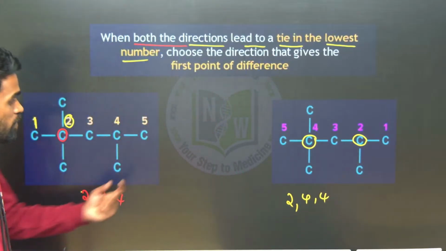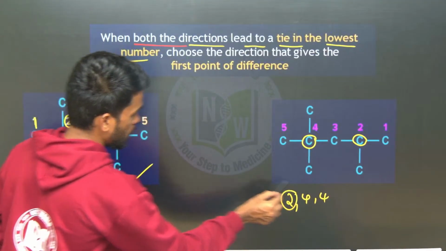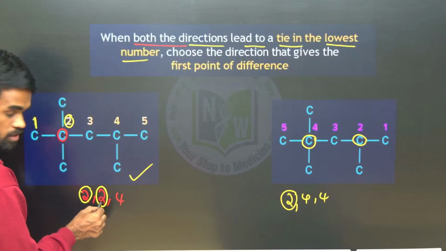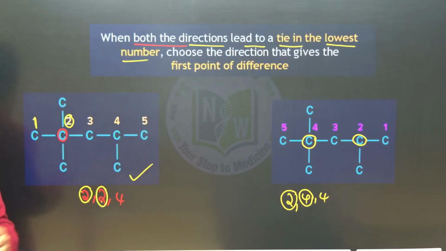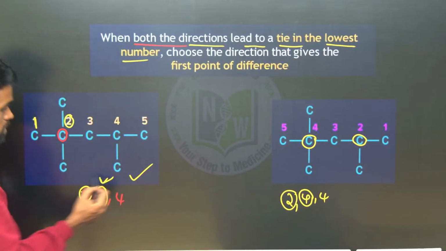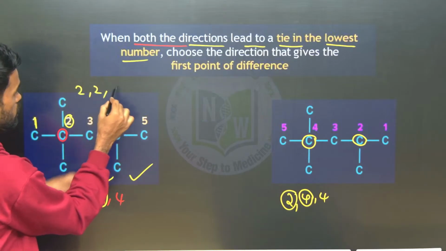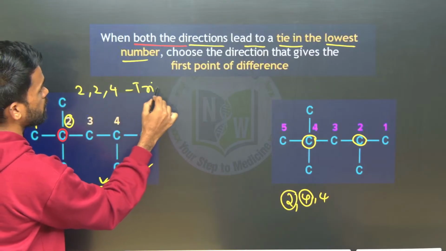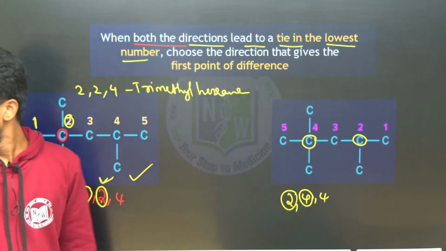Now tell me which is the proper numbering here. The first one, because 2 and 2 is the same in both, but look at the next number: this is 2, that is 4. Which is smaller? This is the first point of difference, so this is the correct way of numbering. What is the name of this compound now? It will be 5 carbons, pentane, 2,2,4-trimethyl hexane. Right? Next.